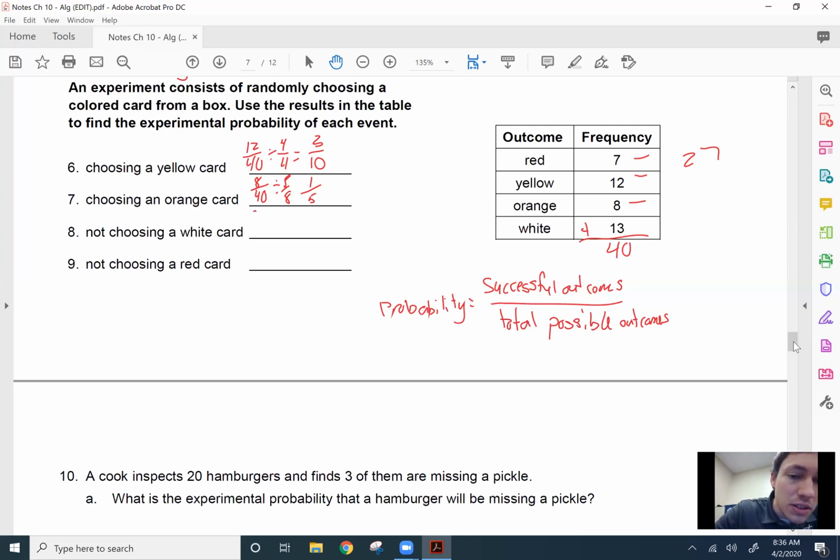So it's 27 of 40. And I don't know, can I reduce that? No. So it's just 27 out of 40, which would be roughly, what is that as a decimal? 67.5% chance. Okay.